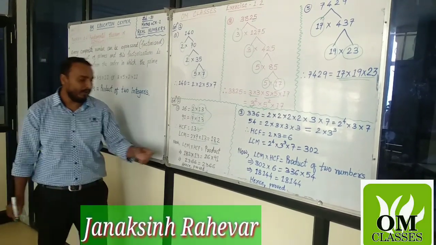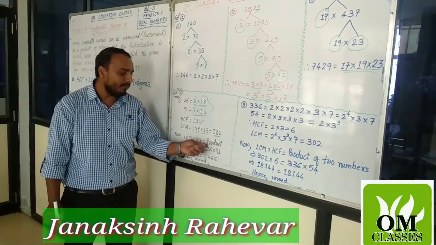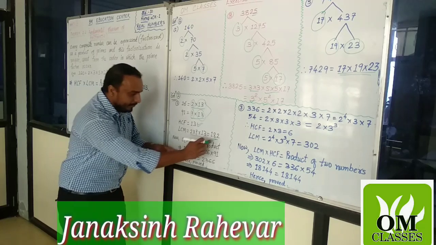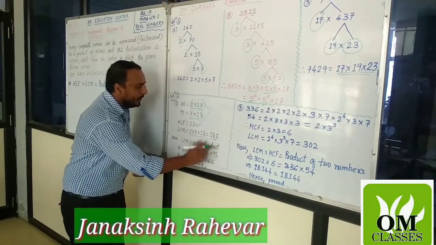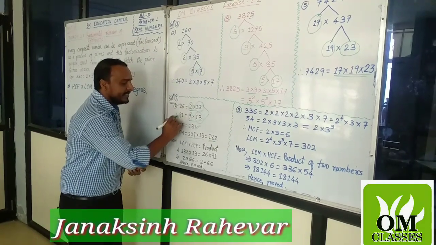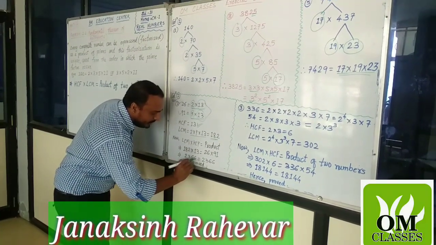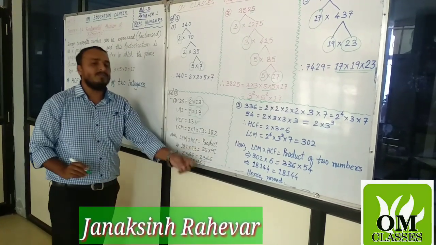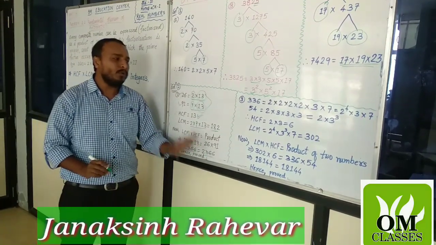Now you have to verify. What you need to verify is LCM into HCF equal to the product of the two integers. So what is your LCM? 182. What is your HCF? 13. What is the product of the two integers? The integers are 26 and 91. So when you multiply, you will get 2366. Here also you will get 2366. Hence we have proved this sum.